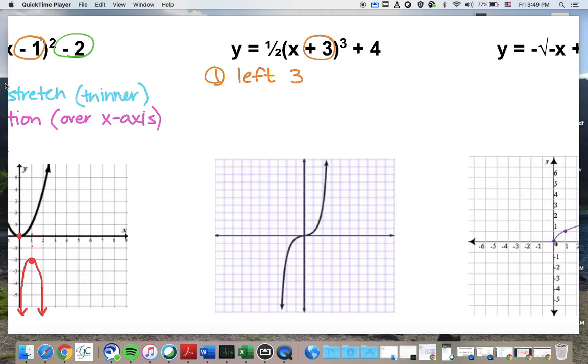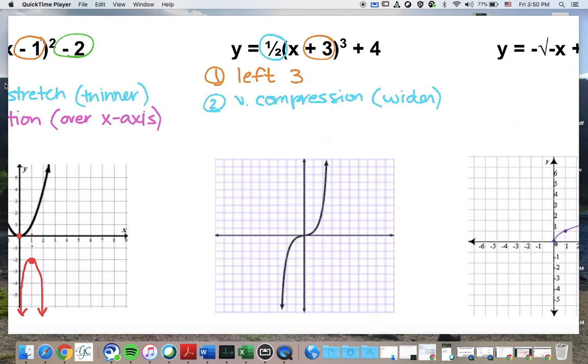Okay, then we can move to multiplication or division, which is this coefficient in front of parentheses. That is a number less than 1, between 0 and 1. So that is going to be a vertical compression. And a vertical compression gives us a wider graph because it's squishing everything together. So we are going to get a wider graph here, just kind of pulling those sides out to the sides.